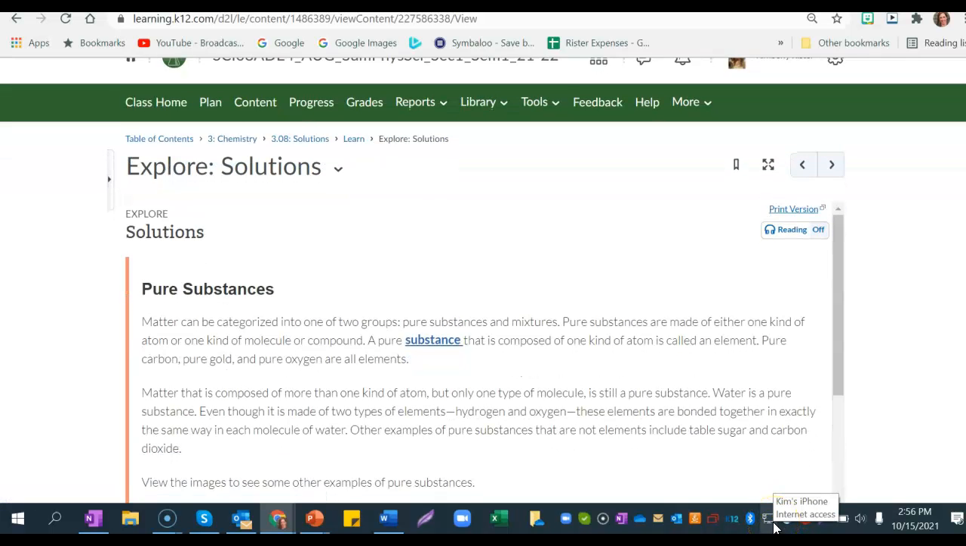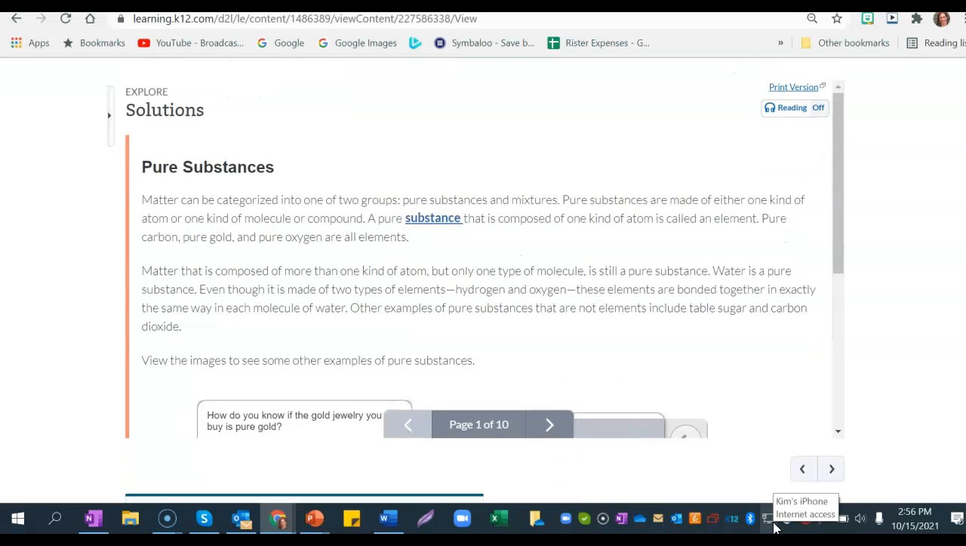Okay, now we're ready to get into the content of the lesson. So pure substances. Matter can be categorized into one of two groups, pure substances and mixtures. So it might be helpful for you in your notes to make a little pyramid diagram showing matter at the top and then branching out into pure substances and mixtures. And then we can branch off from there. Pure substances are made of either one kind of atom or one kind of molecular compound.